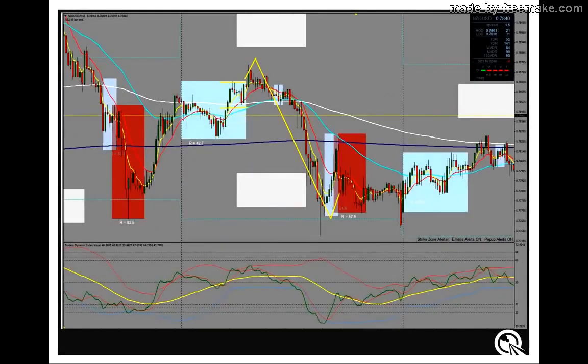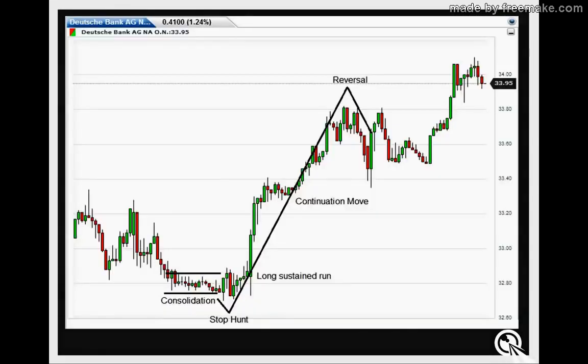Let's take a look at another example. Here's the consolidation phase, the stop hunt, the long sustained run, the reversal. Now remember, we set our strike zones here at the stop hunt and here at the reversal point. Next we're going to take a look at a chart from the stock market once again, Deutsche Bank. Here's the consolidation phase. The stop hunt is shallow. Long sustained run, reversal, with an opportunity right here in the middle this time for the continuation of the move.